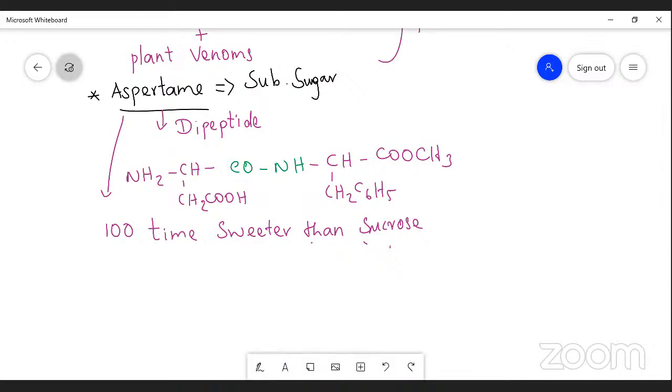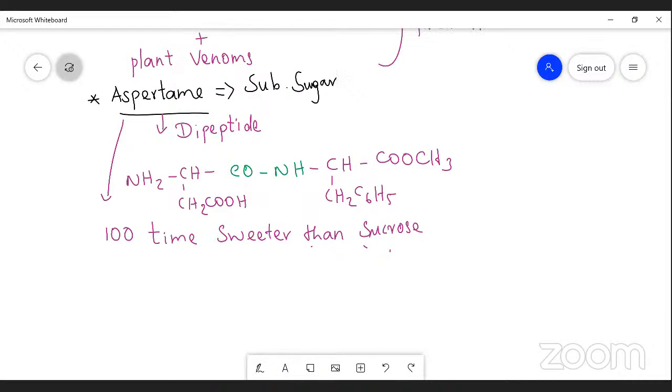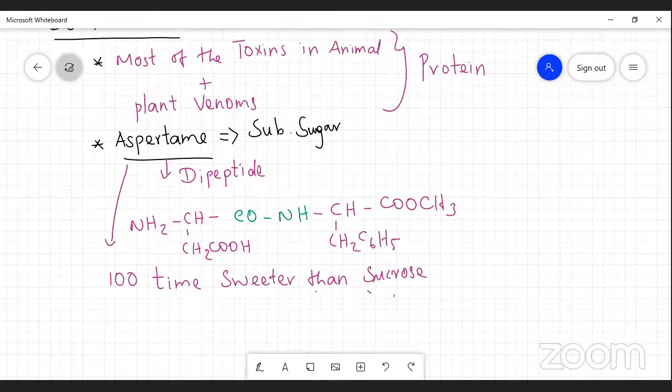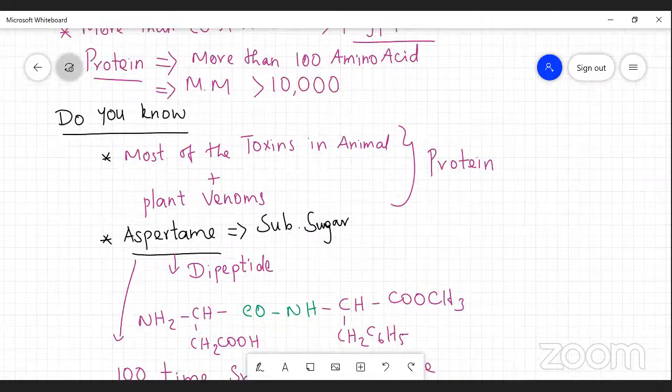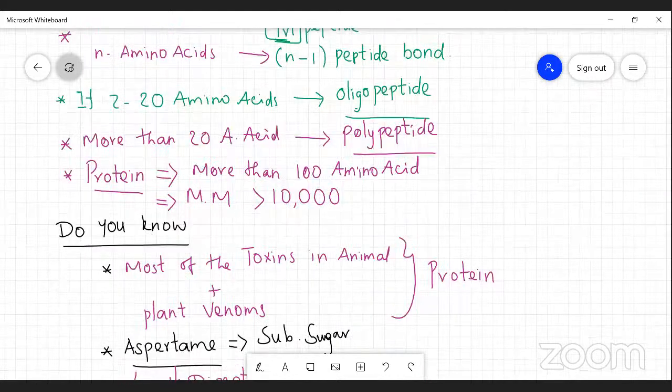So let us discuss here the structure of protein. What is a protein? Proteins are polymers of amino acids. So proteins are polypeptides. Listen here once again, proteins are polymers of alpha amino acids.